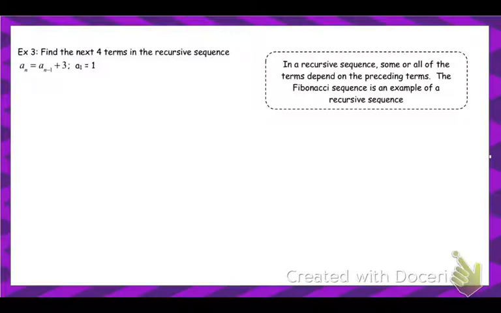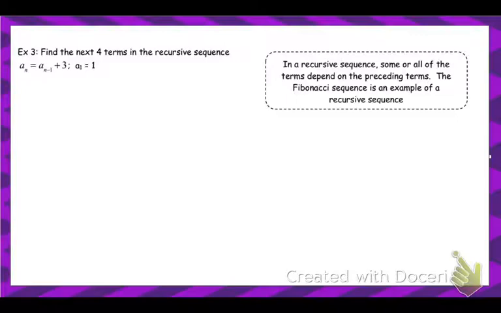A really good example of a recursive sequence is the Fibonacci sequence, which is one you guys have probably seen before because you have to add those previous two numbers together. So looking at this sequence, we're given not only the sequence, but also the first term. You can't really have a recursive sequence without a starting term.